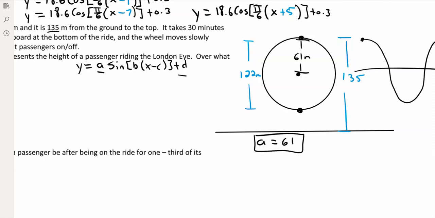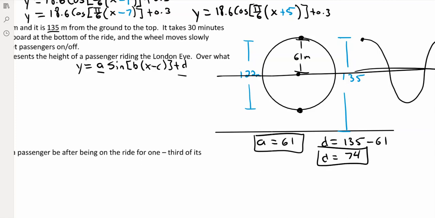All right, so now our D value. Can we make sense of our D value from this? Well, yeah, if the whole thing is 135, and I want to figure out what this thing is orbiting or going around, our D value is going to be like this line I just drew right there, right? So in that case, that would be 135. So D is going to be 135 minus 61. So our D value is going to be 74. Okay, so we found two already.